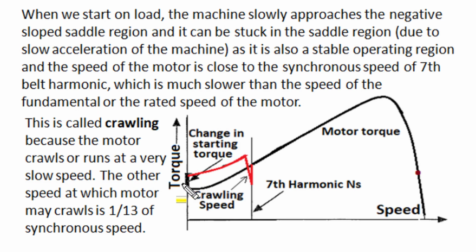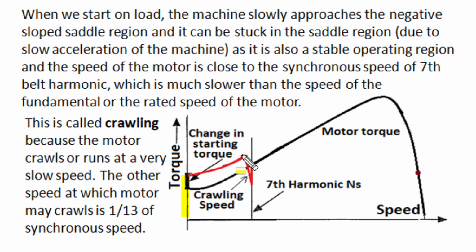When we start an induction motor with load, then the motor produces a starting torque, and as speed increases load torque also increases, and in this negative sloped saddle region where torque decreases with increase of speed, if the two torques, motor torque and load torque, intersect each other, then we get a stable operating region, and the motor continuously rotates close to 1/7 of synchronous speed. Now this slow speed continuous rotation of the motor in a stable mode is known as crawling.